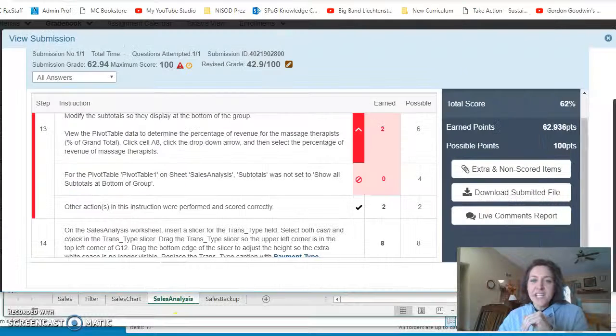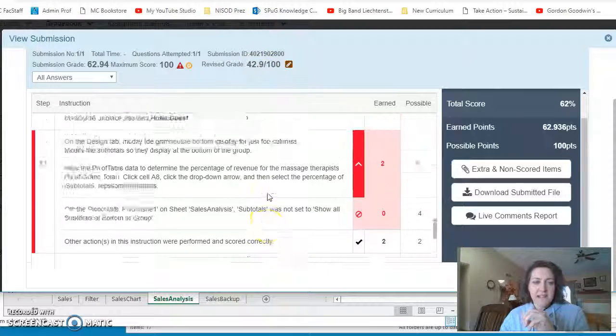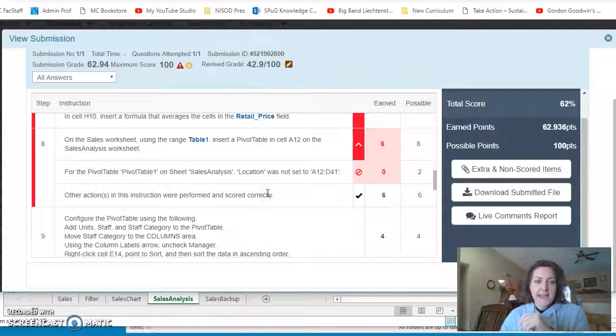Hi again. So we're finishing up with the Chapter 6 submission, and where we left off at the last video was on Step 8. And Step 8 took off a couple points for the pivot table. So in digging a little further in the submitted spreadsheet, the pivot table is not constructed correctly.